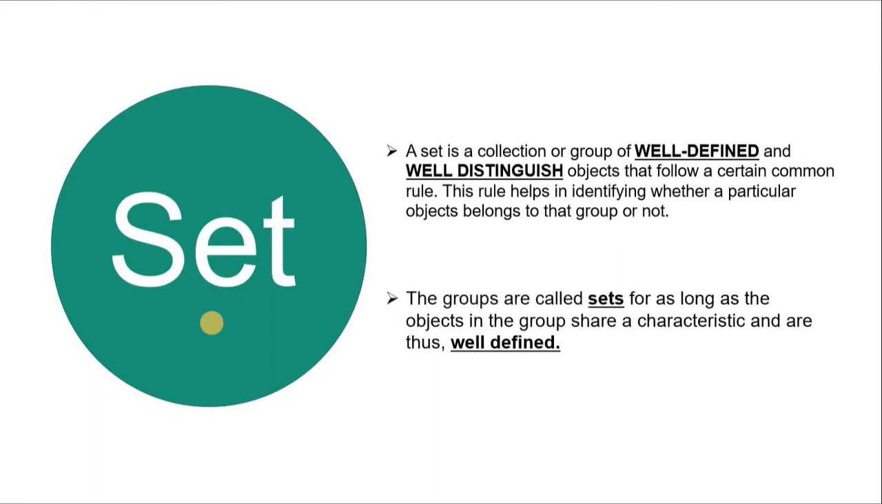The groups are called sets for as long as the objects in the group share a characteristic and are thus well-defined. So it cannot be called a set if it is not well-defined. Okay?